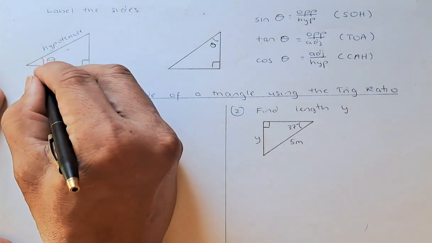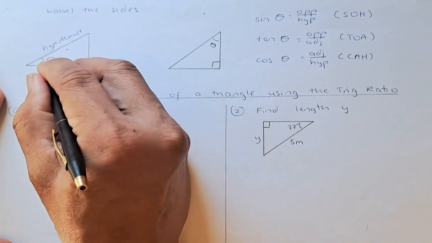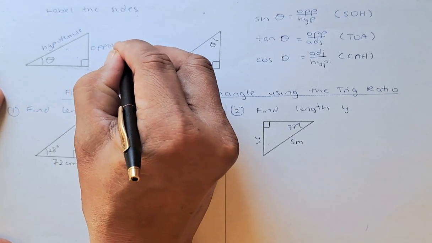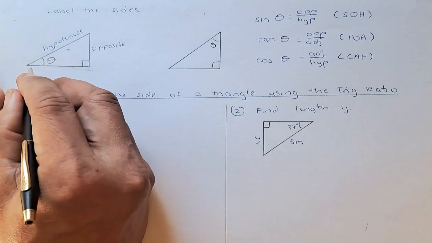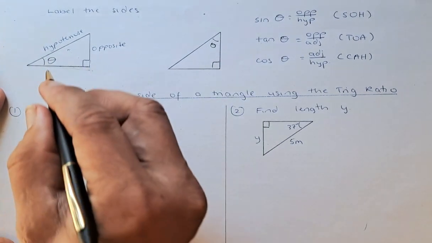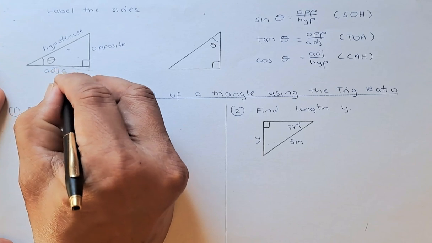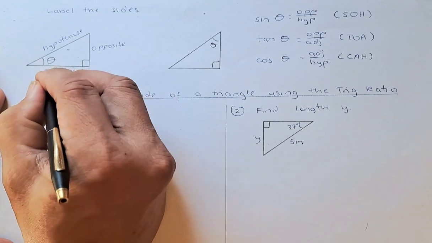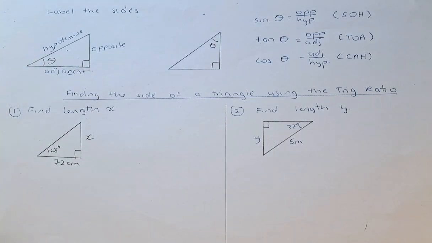And if this is the angle, the side opposite the angle is labeled as the opposite. The other side that is not labeled is called the adjacent. Adjacent means next to, it is next to the angle. So that is how you label a right angle triangle.